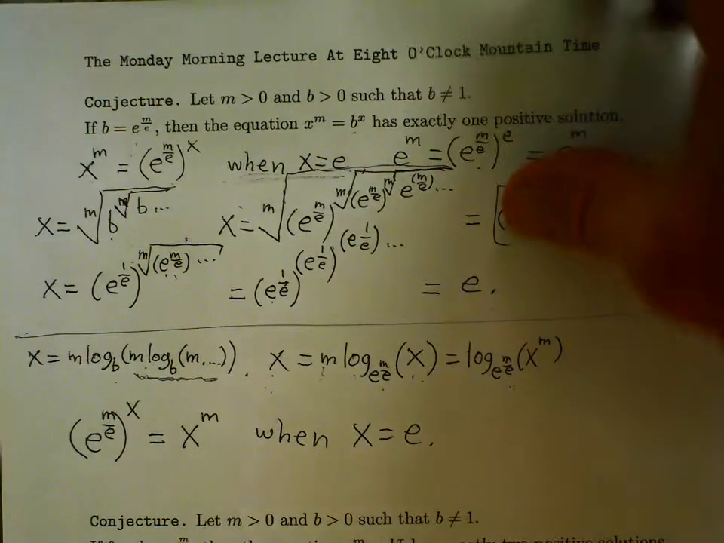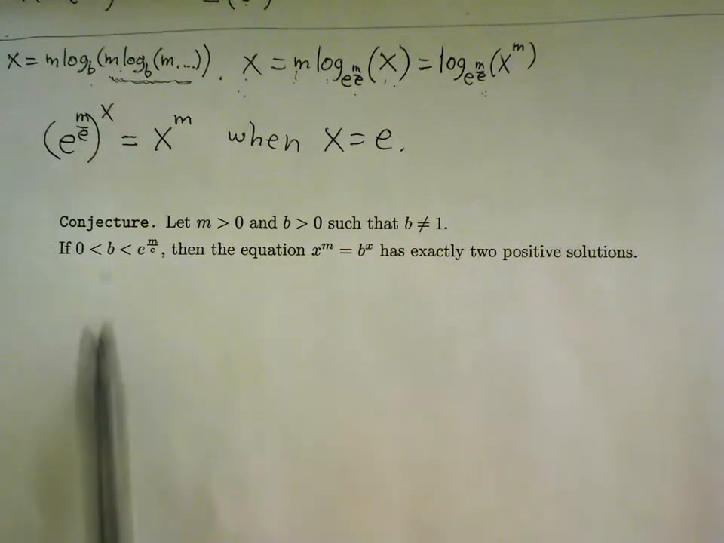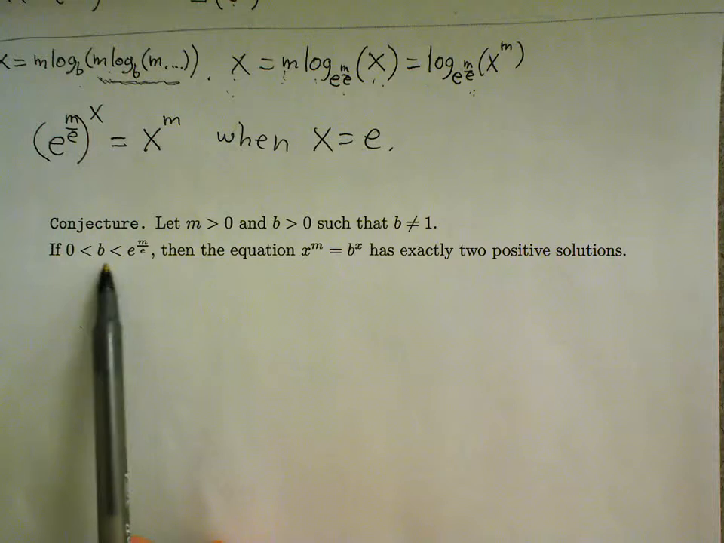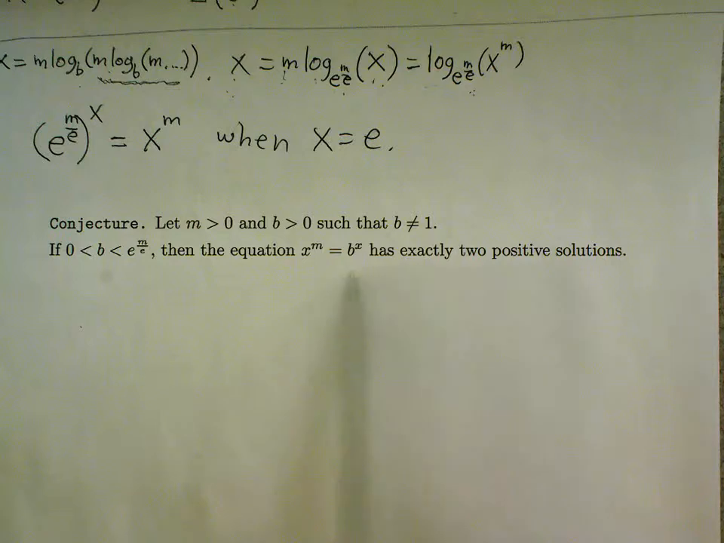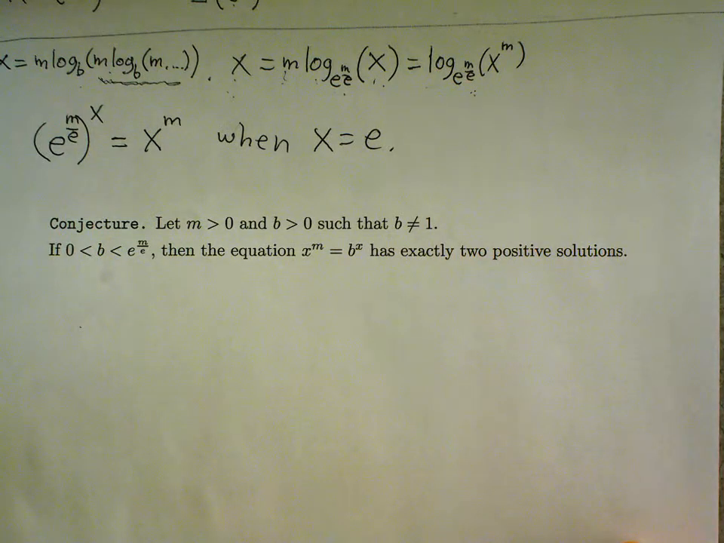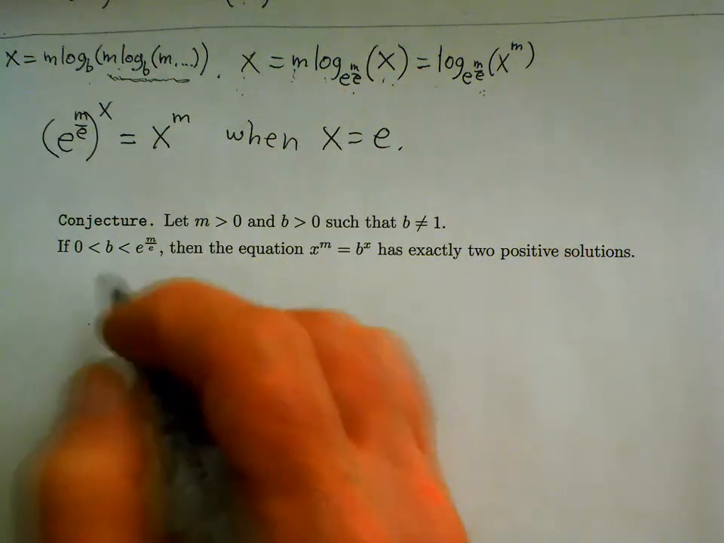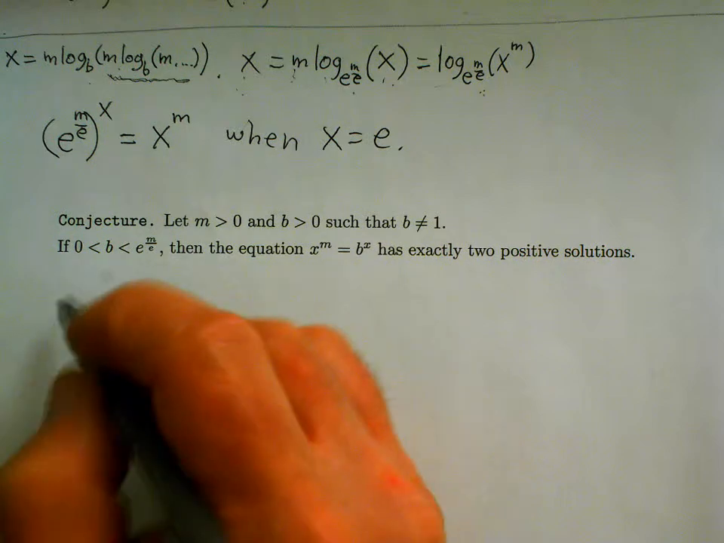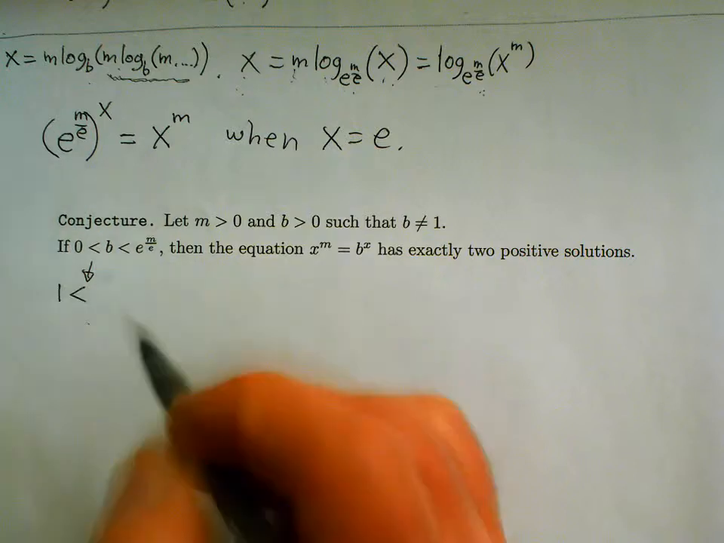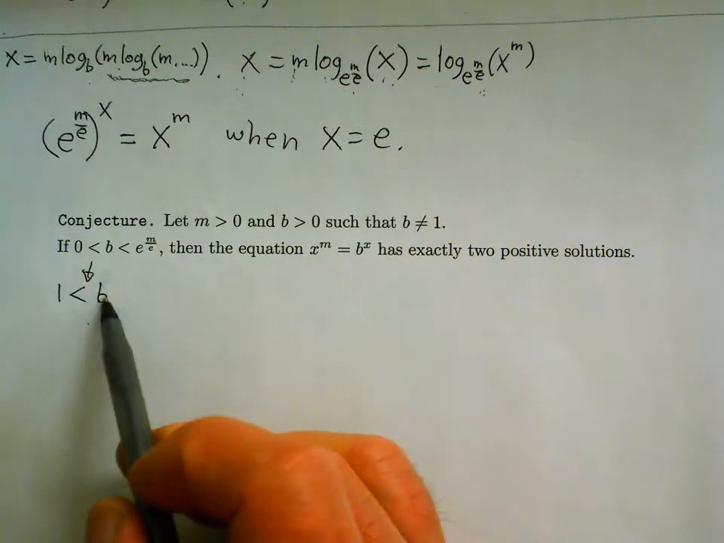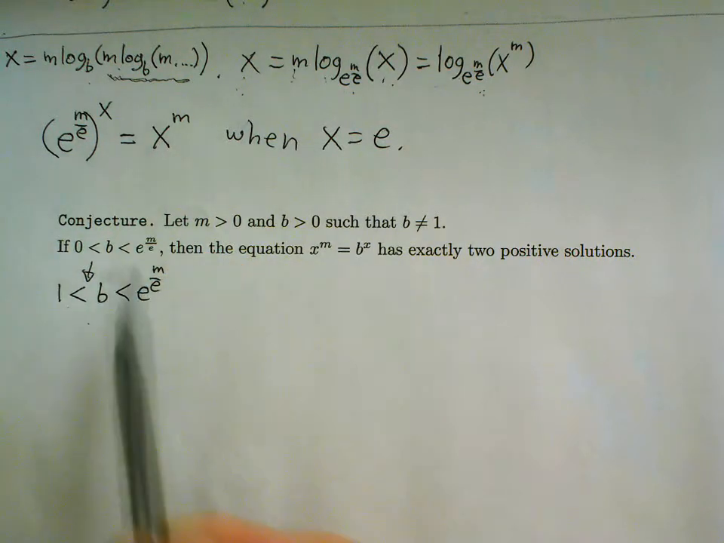Okay, in the next step, the goal here is to show that if b is less than e to the m over e, then this equation has two positive solutions. But I need to amend this. This has to be done in two cases. So in this case, we're going to require that the number b is between 1 and e to the m over e instead of just positive.